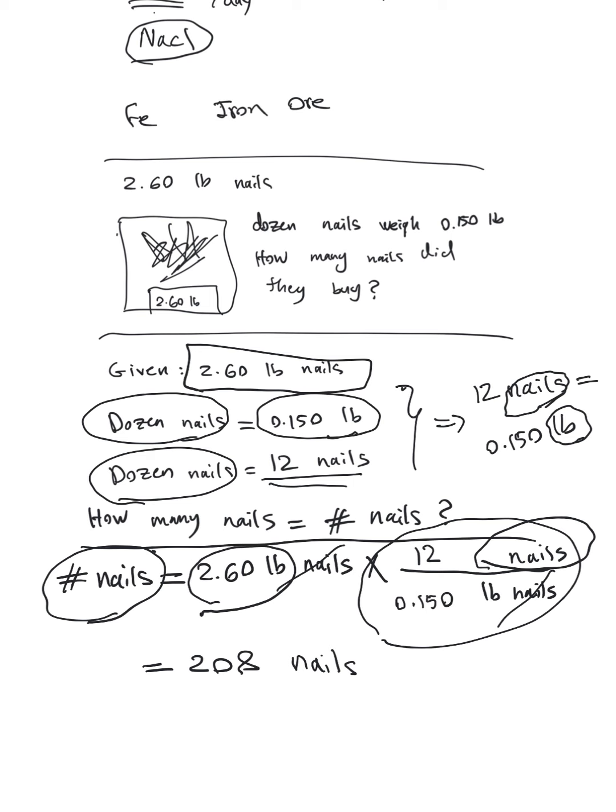So again, you went to a hardware store, you wanted to buy some nails, right? You were told that this is a specific type of nail, medium sized, and that a dozen of them weighs this much. Then you randomly bought some nails, this much, and walked out of the store. Now you want to know how many did you buy, right?